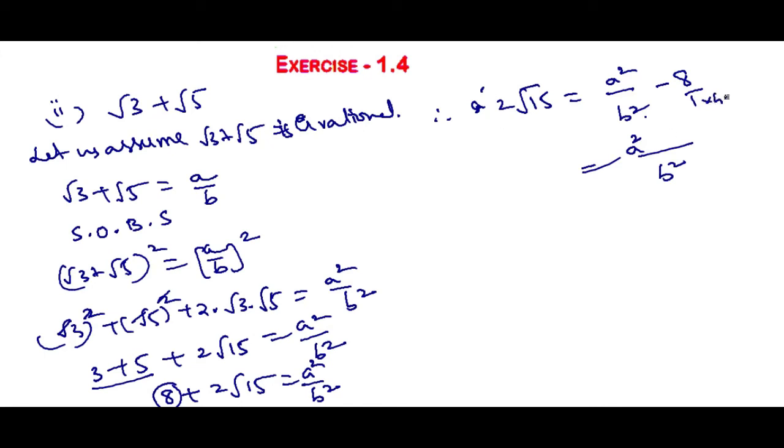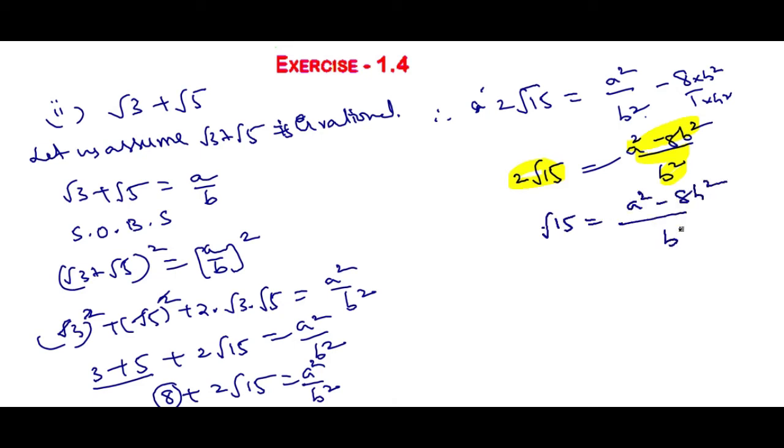So the denominator is b square, then the numerator will be a square minus 8b square, and on the left side we have 2 root 15. See here, a and b both are integers, so this whole term will become a rational number. If it is a rational number, 2 root 15 also will become a rational number. But what we know is that 2 root 15 is not a rational number. Now we can write root 15 is equal to a square minus 8b squared by 2b square. Then transposing the 2 to the left side, now this whole term will become a rational number. So root 15 also will become a rational number.